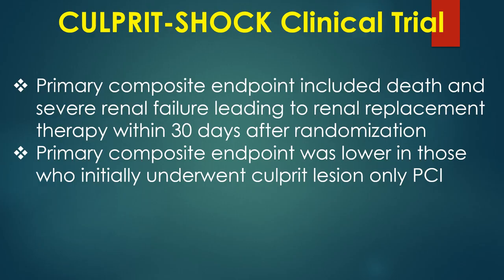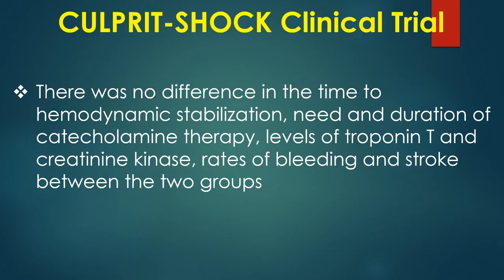Primary composite endpoint included death and severe renal failure leading to renal replacement therapy within 30 days after randomization. Primary composite endpoint was lower in those who initially underwent culprit lesion only PCI. There was no difference in the time to hemodynamic stabilization, need and duration of catecholamine therapy, levels of troponin T and creatine kinase, rates of bleeding and stroke between the two groups.